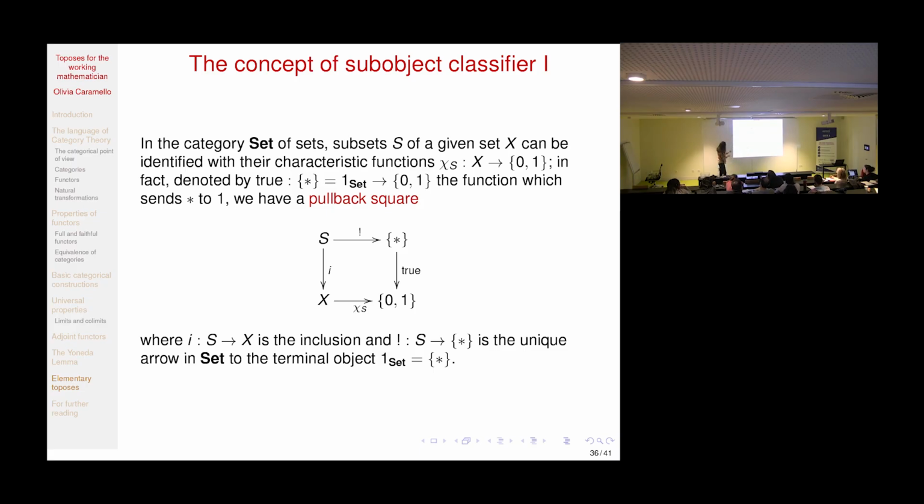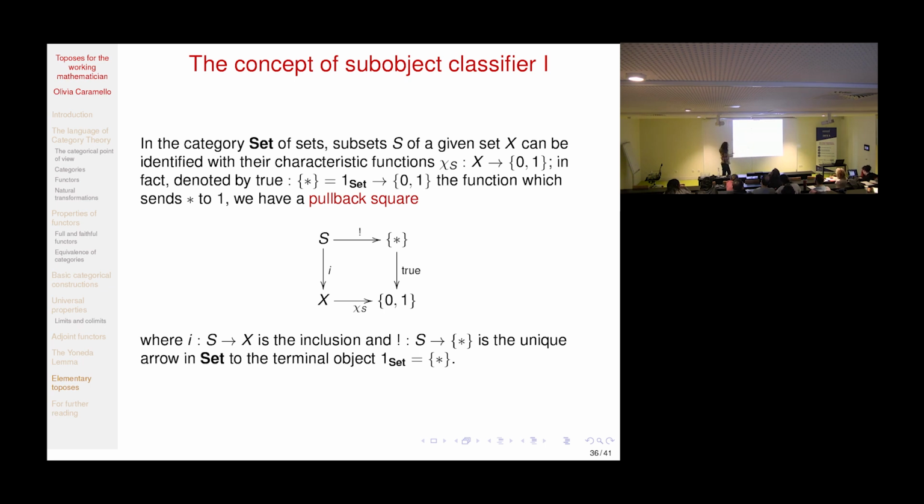Now, you realize that defining this characteristic map implicitly relies on the law of excluded middle, because you have to separate between two possibilities. Either the element is inside S or not. And the two possibilities should cover the whole space X. So here we use the fact that in sets we work with classical logic. By doing this, we get a bijective correspondence between subsets and maps from X to {0, 1}.